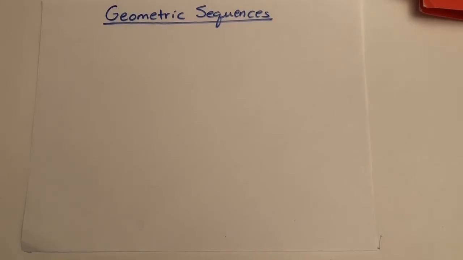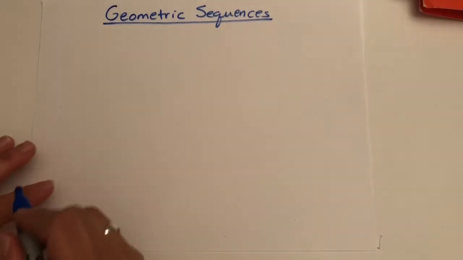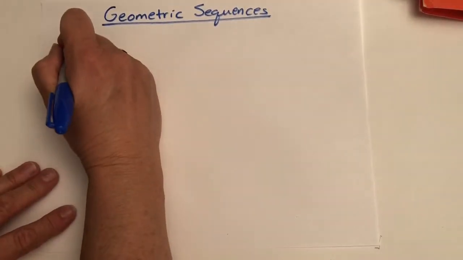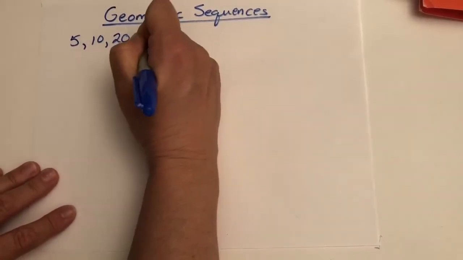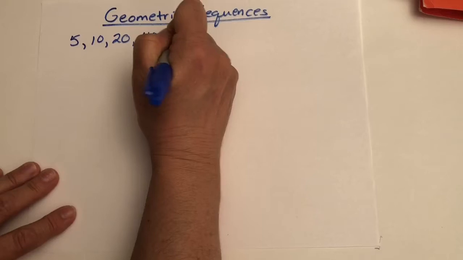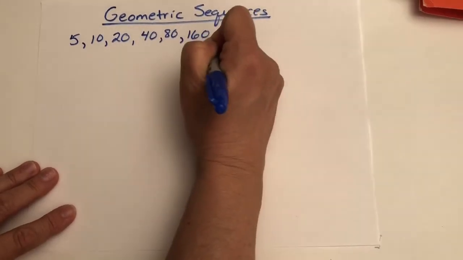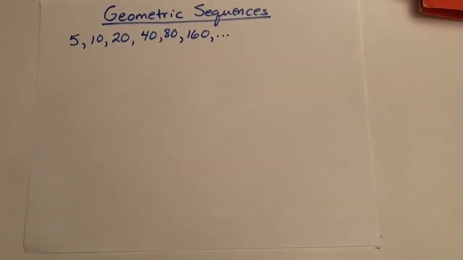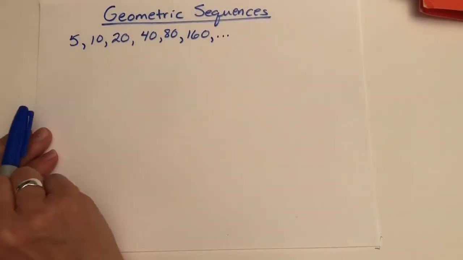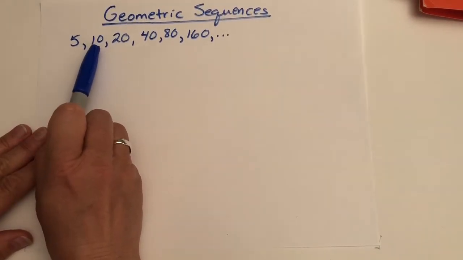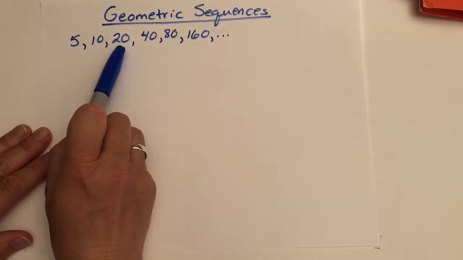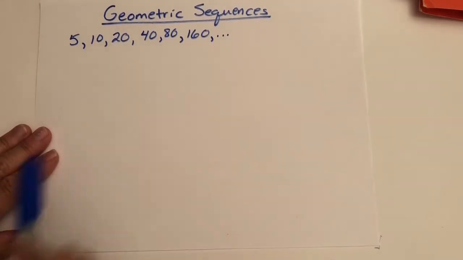Let's look at special sequences called geometric sequences. Here's an example of a geometric sequence: 5, 10, 20, 40, 80, 160, and so on. You can probably see a pattern in how we get from one term to the next. If we start at 5, we multiply by 2 to get 10. Multiply by 2 again and you get 20. Multiply by 2 and you get 40, and so on.